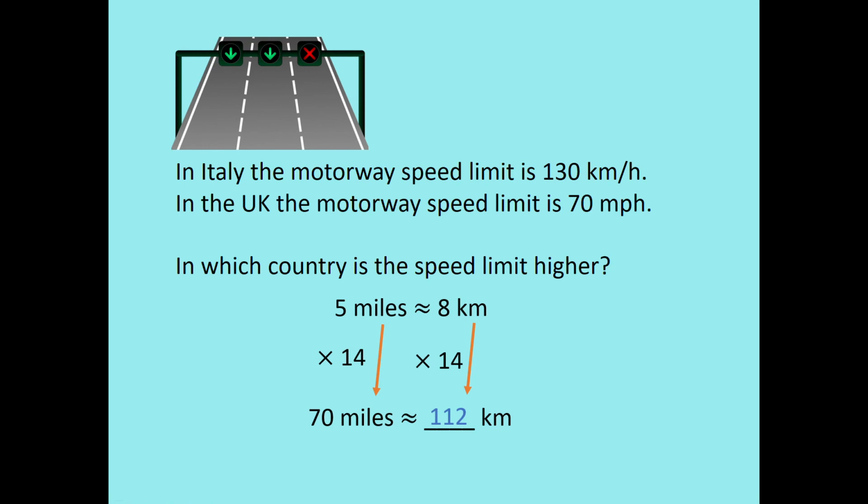So does that answer my question? In which country is the speed limit faster? The speed limit is faster in Italy because 70 miles per hour is roughly 112 kilometres an hour, and 130 kilometres an hour is faster than that.